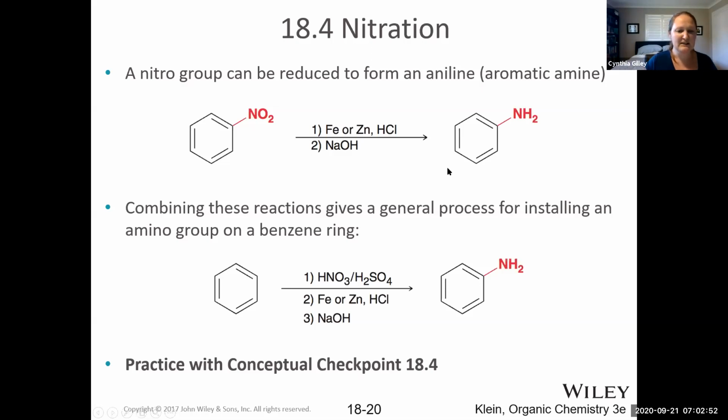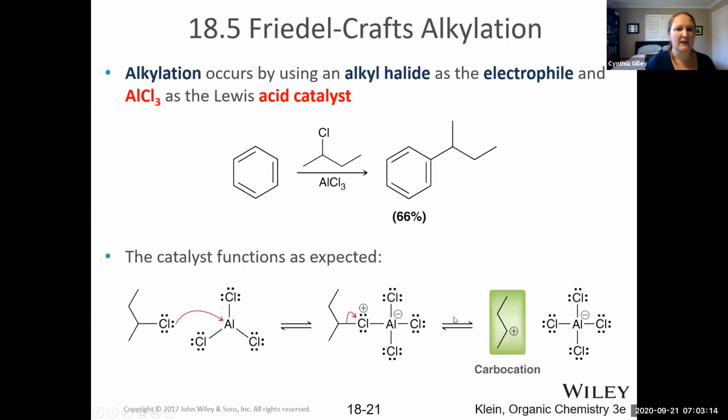So combining these reactions, we have a way to make aniline from benzene. We can do a nitration, which is a type of electrophilic aromatic substitution reaction. We can do a reduction with iron or zinc metal, and with a basic workup, we'll be able to isolate the neutral aniline. The next EAS reaction we're going to talk about is alkylation.